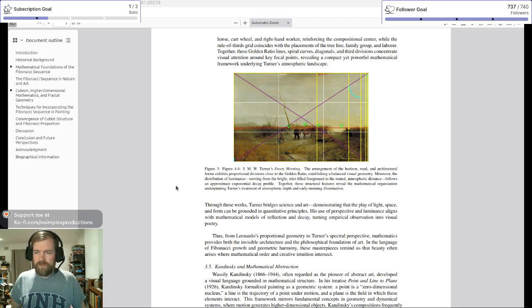Together, these structural features reveal the mathematical organization underpinning Turner's treatment of atmospheric depth and early morning illumination.